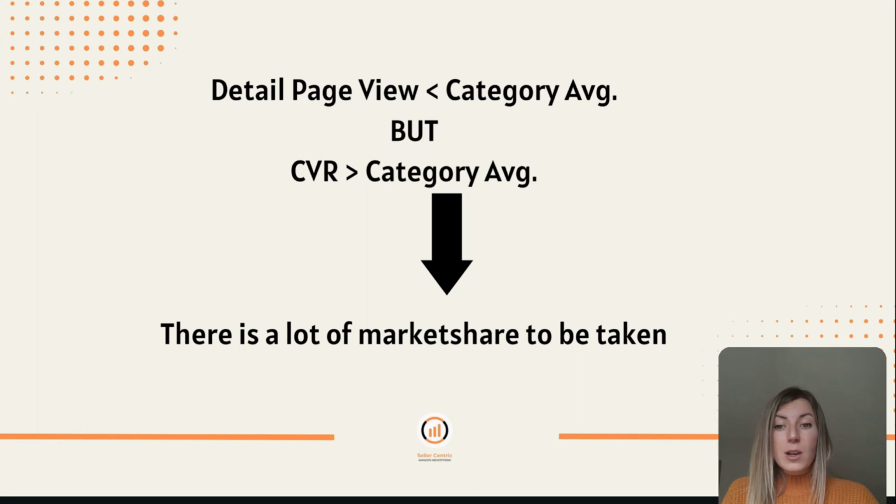Of course, a low detail page view metric could also mean that you have low traffic or are not appearing at the right placement. Top of search placement has most often the highest click-through rate. So you should try to apply placement bids to bring your product in front of more shoppers and make them click on it. Because once they are on your listing, they are more likely to actually buy your product.